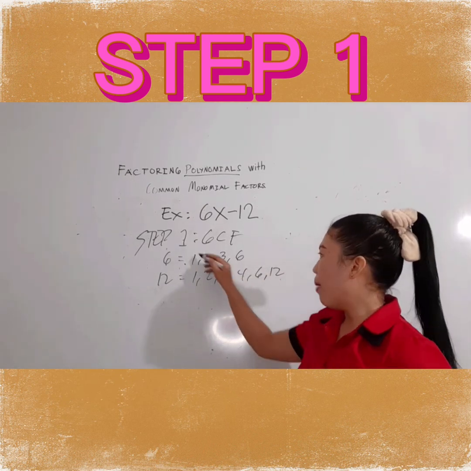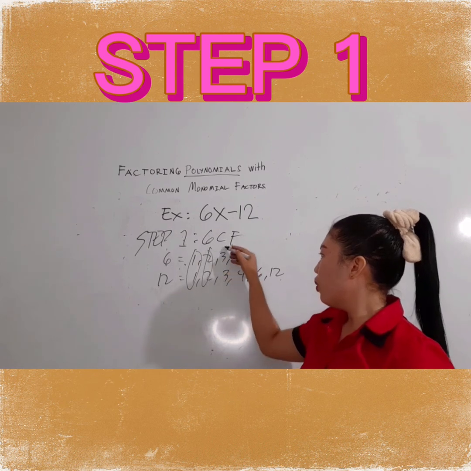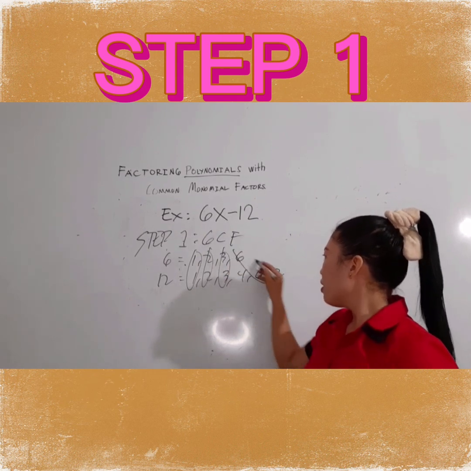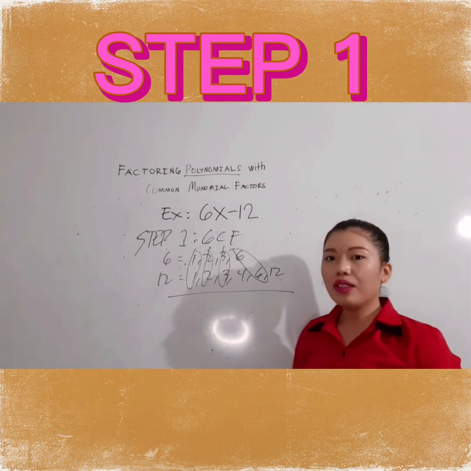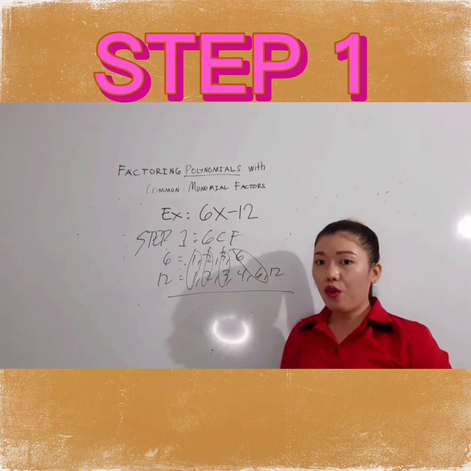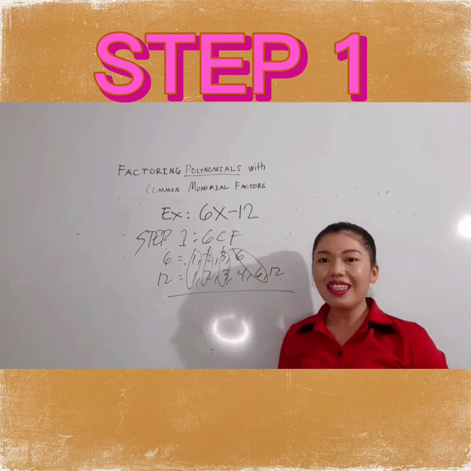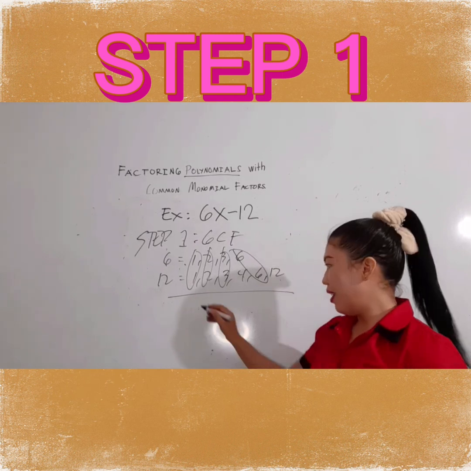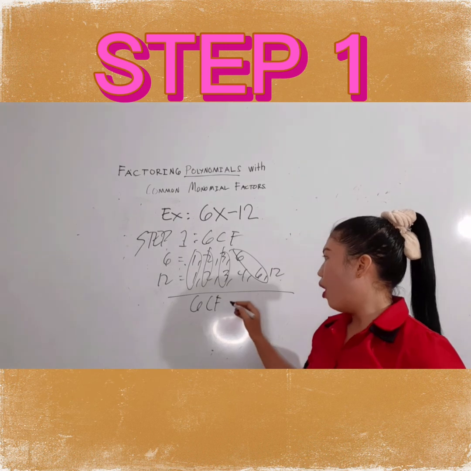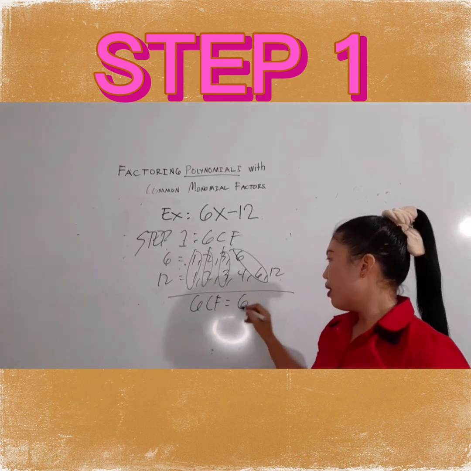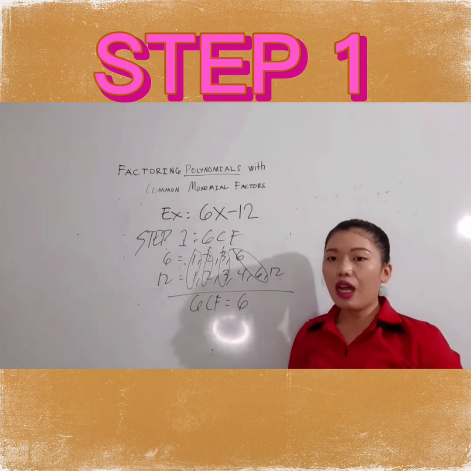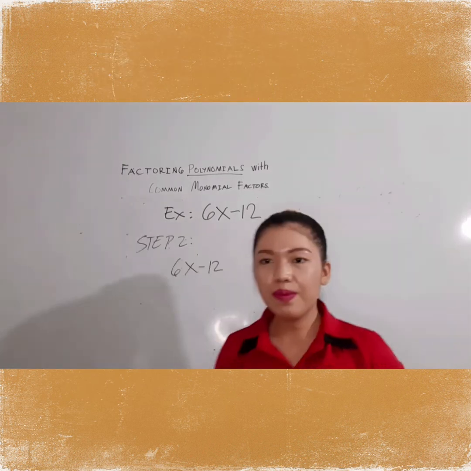Yes, we have 1, 2, 3, 6. But we are looking for the greatest common factor. Now, what is the greatest common factor of 6 and 12? Yes, exactly. That is 6. The GCF of 6 and 12 is 6. So that is our step 1.